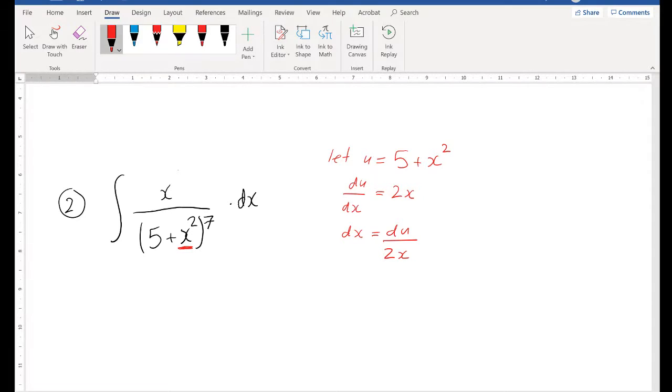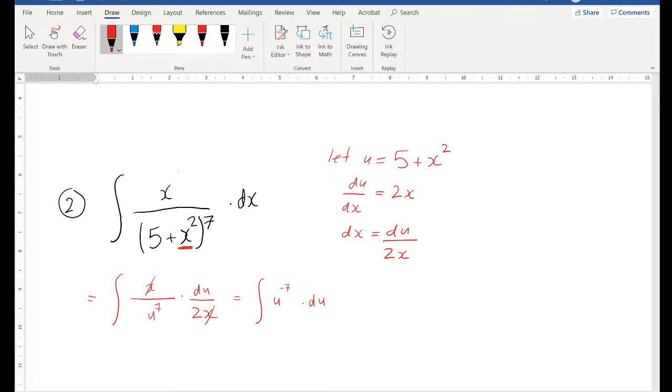now make my substitution, so I will get, that's the same thing as the integral of x over u to the power of 7, dx is du on 2x. And what do you know? My x's will cancel, which is just going to give me the integral of u to the power of negative 7 du. And I can go from there.